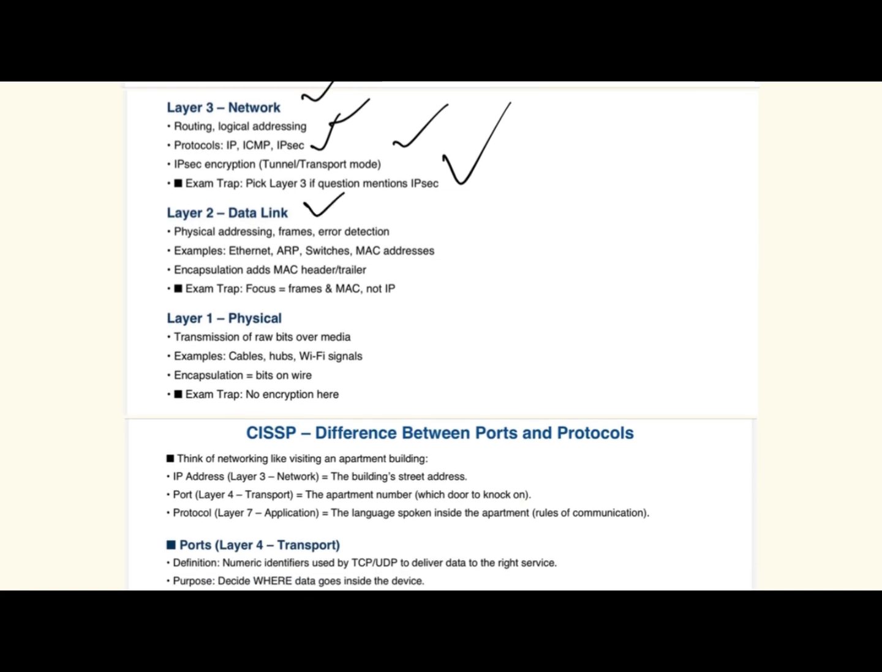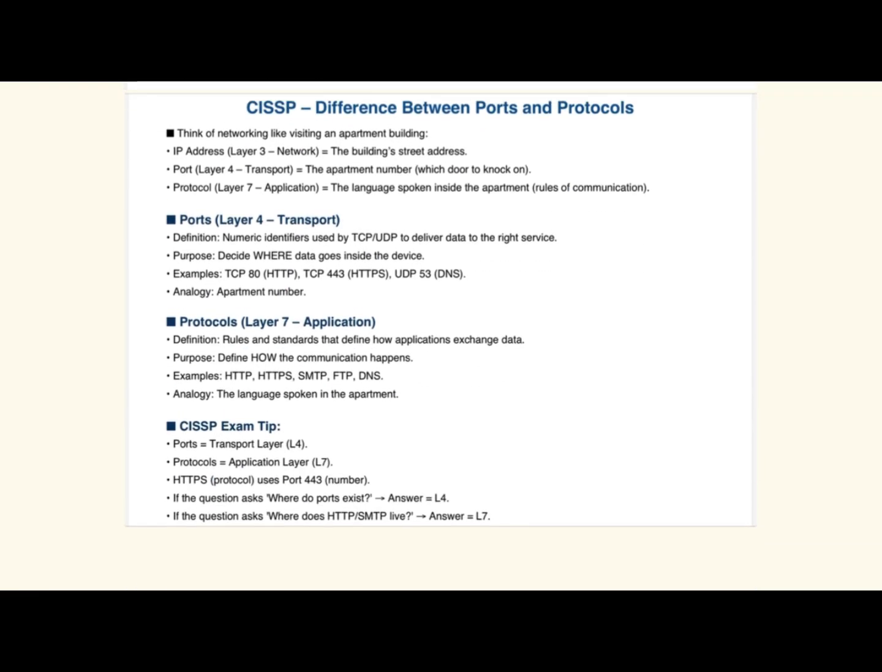So layer 2, data link layer, physical addressing, frames, error detection, Ethernet, ARP, switches, MAC addresses, encapsulation adds a MAC header and a trailer, so frames, MAC, not IP. So that is layer 2. Physical, when we talk about transmission of raw bits over media, cables, hubs, Wi-Fi signals, bits on wire, no encryption here.